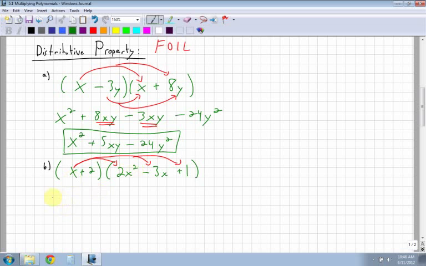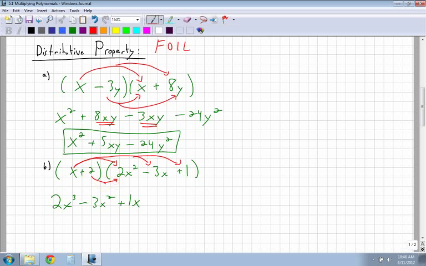X times 2x squared is 2x cubed. I'm multiplying the x that has an exponent of 1 with the x that has an exponent of 2. Add the exponents, it becomes x cubed. Next I have x times negative 3x. So I have negative 3x squared. Next I have x times 1, which is just plus 1x. You don't need to put the 1. So I'm done with the first one. Now let's go to the second one.